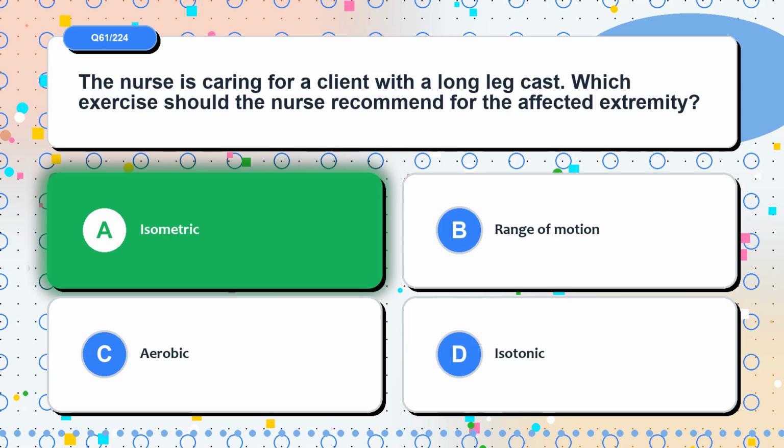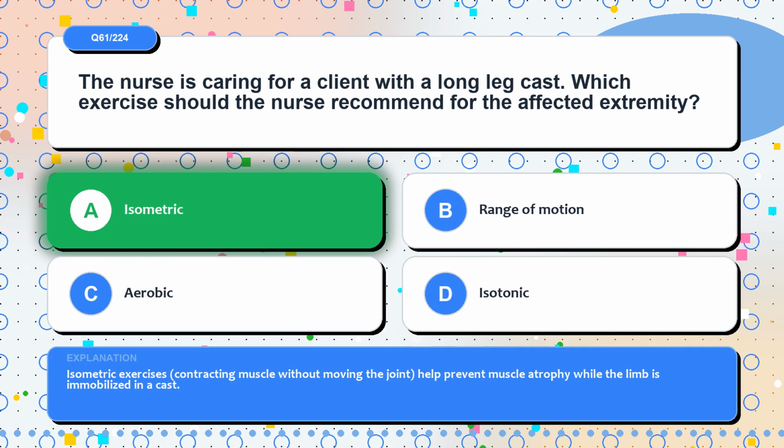The correct answer is option A, isometric. Isometric exercises, contracting muscle without moving the joint, help prevent muscle atrophy while the limb is immobilized in a cast.